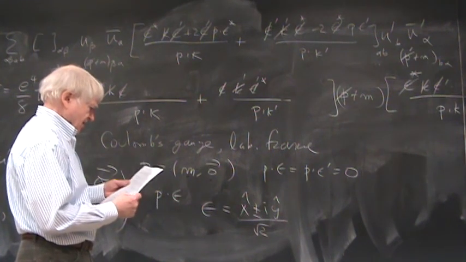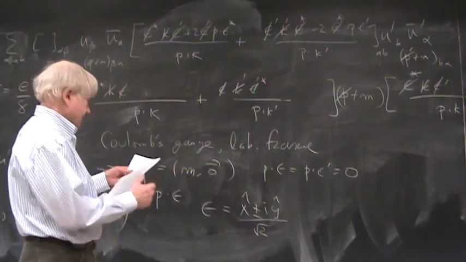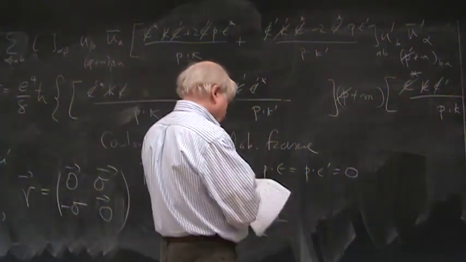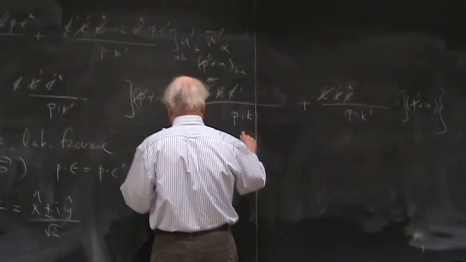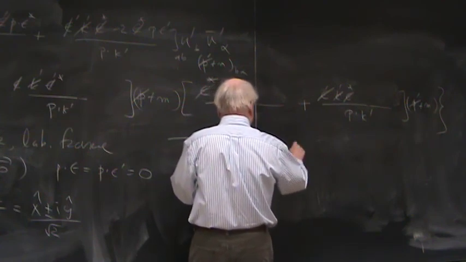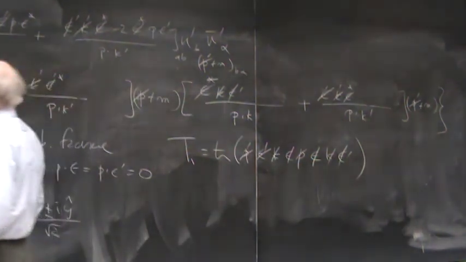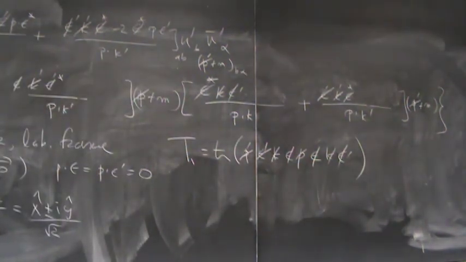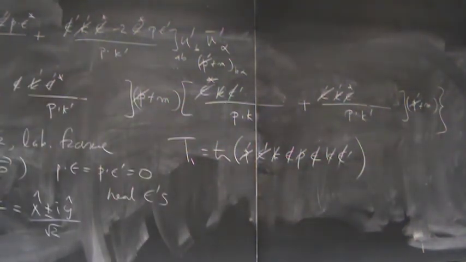Right. Okay, so let's look at one. I'll do one of these traces, namely something Weinberg calls T1. And so T1 is going to be the trace of P prime slash epsilon prime slash K slash epsilon slash P slash epsilon slash K slash epsilon prime slash. Okay, so in other words, it's... Oh, also, Weinberg decided to make things easy and use real epsilons, which is fine. You can use real epsilons. And so in other words, we'll basically use x hat and y hat.